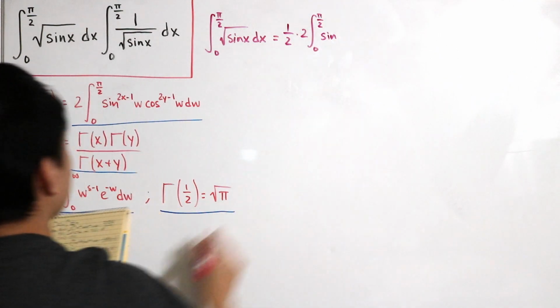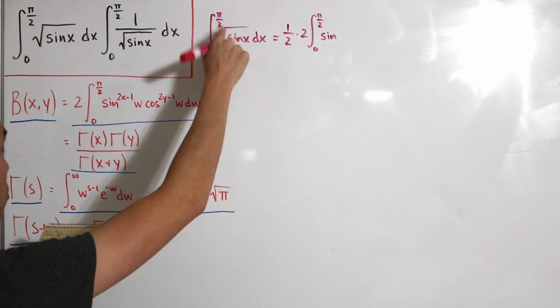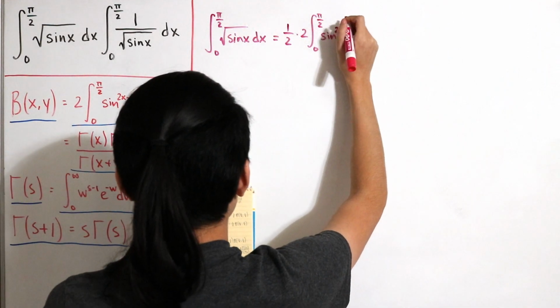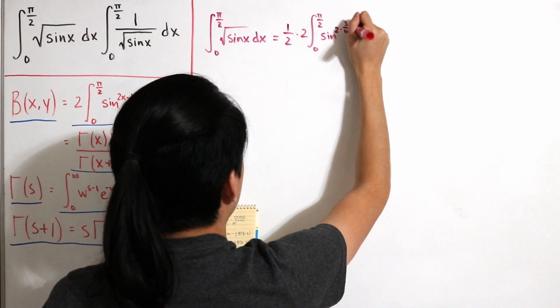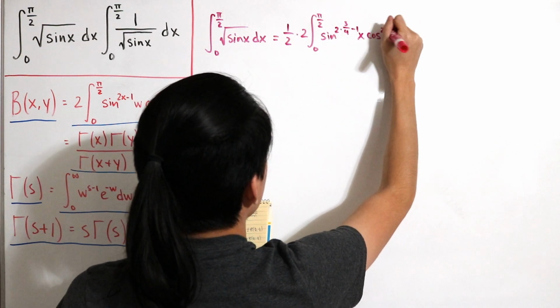Then we set the exponents equal to each other. So here 2x minus 1 is the square root, so that's 1/2. Set that equal to each other, find that input, and we get that this is just 2 times 3/4, subtract 1 of x, multiply with cosine of 2 times.